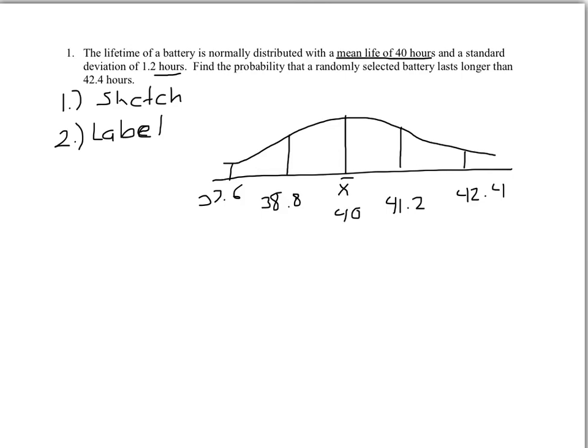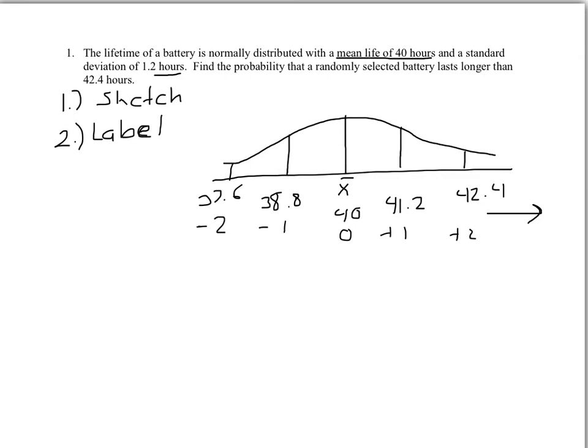Find the probability that a randomly selected battery lasts longer than 42.4 hours. So if I'm looking for longer than 42.4 hours, I'm looking for the probability that the battery will last longer than 2 standard deviations above my mean. So I'm looking to the right of 2 standard deviations. So this is plus 2, plus 1, 0, minus 1, minus 2.